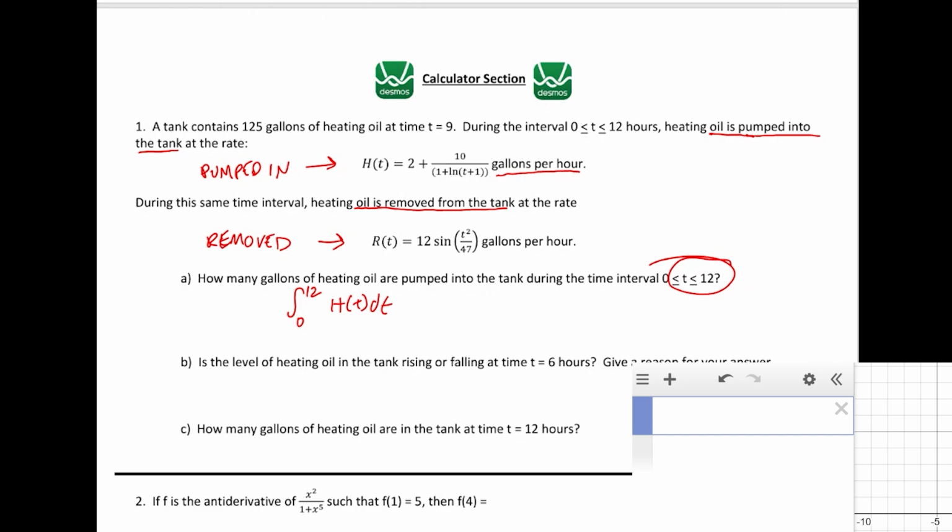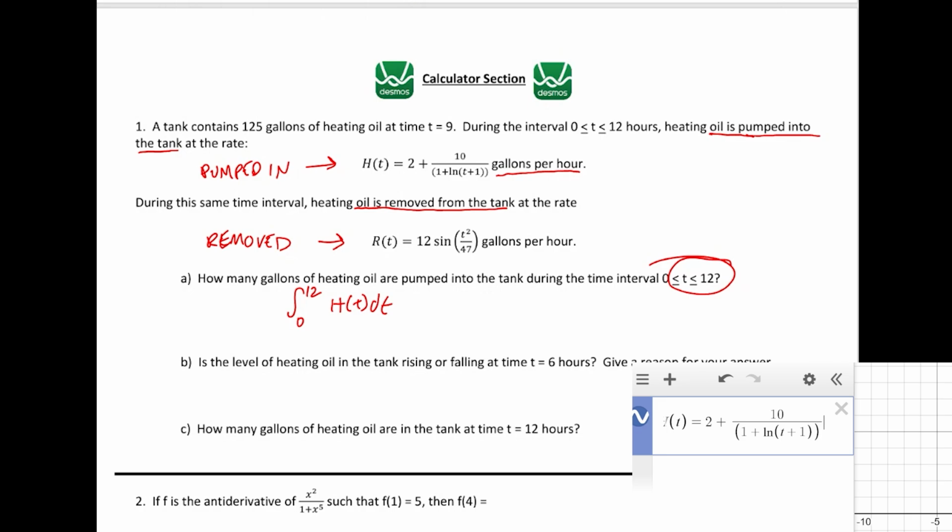And first I'm going to type in the h function so I don't have to keep typing this expression over and over again. So it's h of t equals 2 plus 10 over 1 plus the natural log of t plus 1. You just look over that, double check, make sure that looks good. Yeah, and that's in gallons per hour.